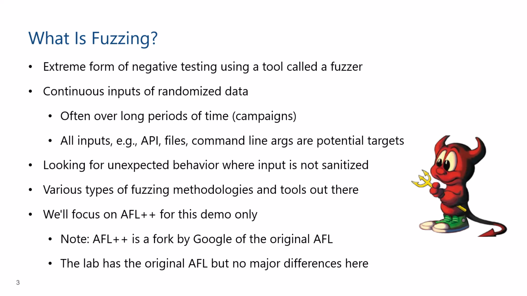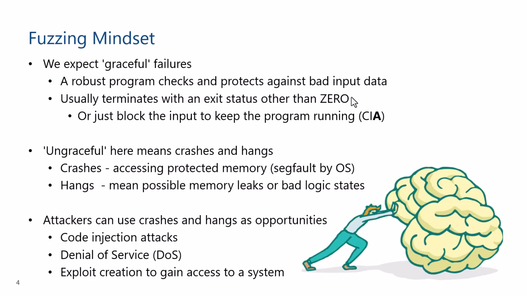That's very important. Now, there's various types of fuzzing methodologies and tools out there, but today in this demo, we're going to be focusing on AFL. And by the way, AFL++, you notice the plus plus that I have here. This is a fork by Google from the original AFL. Now, in your lab, you're using the original AFL. Everything will work. Nothing is different, except there's one difference that matters to us, which is a directory path. That's it. But I'll point that out later on.